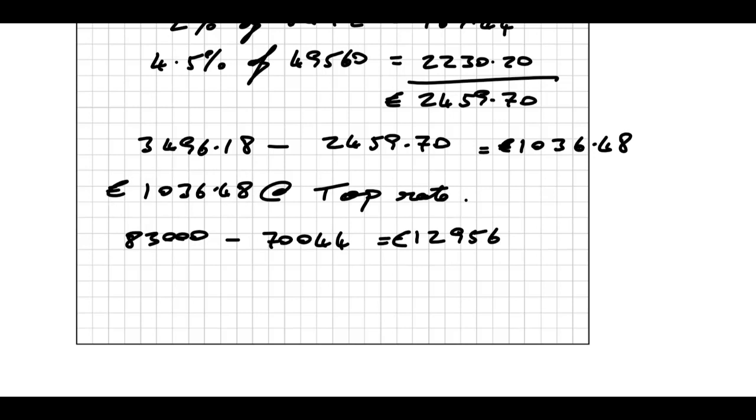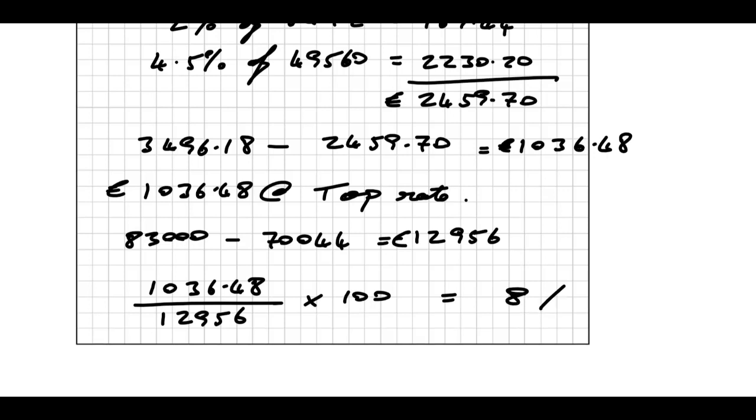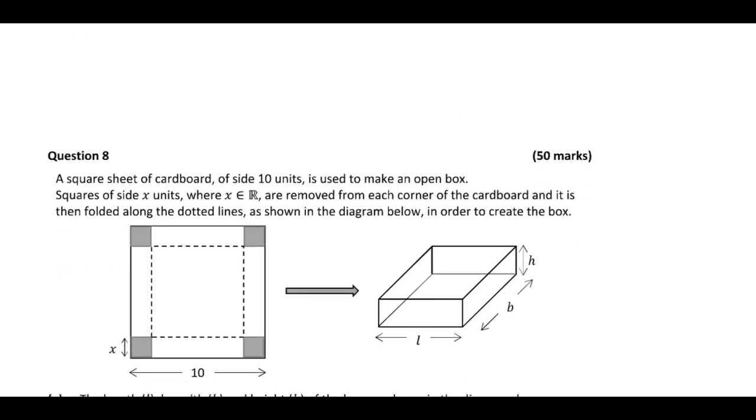We take the 1036.48 divided by 12,956, multiply by 100 to give us our percentage, and let's see what we get. That gives us 8%. So the top rate is 8%. Okay, so that's it for that question.